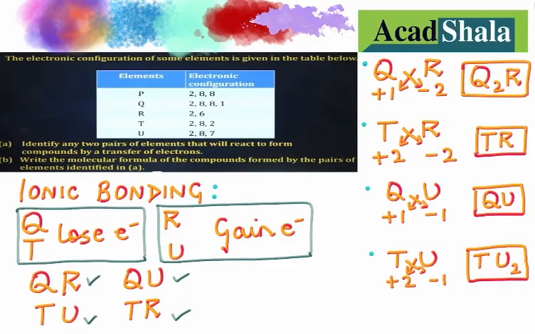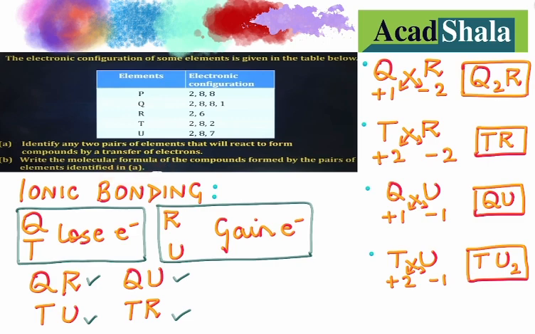The electronic configuration of some elements is given in the table below. A: Identify any two pairs of elements that will react to form compounds by transfer of electrons. B: Write the molecular formula of the compounds formed by the pairs of elements identified in A.